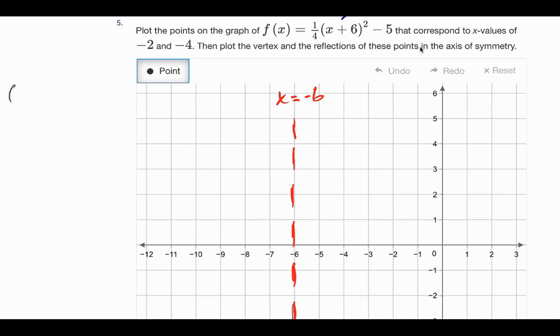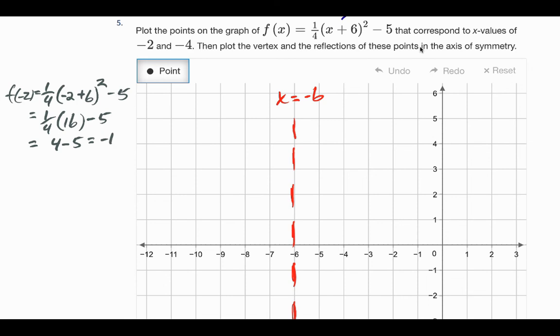When I say f of negative 2, wherever I see x, I'm replacing it with negative 2. So I'll have 1/4 times negative 2 plus 6 squared minus 5. Negative 2 plus 6 is 4. 4 squared is 16, minus 5. 1/4 of 16, or 16 divided by 4, is 4. 4 minus 5 is equal to negative 1.